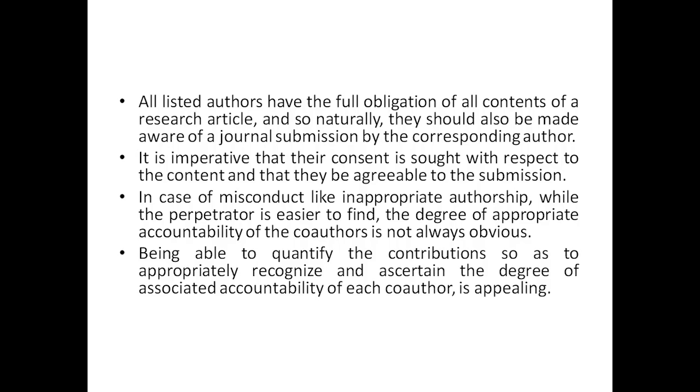Anyway, after getting published, every person is responsible. If something goes wrong, every person is responsible. If something goes well, every person also gets credit. So everyone has to be informed. It's the job of the corresponding author to inform everyone regarding the journal submission. It is imperative that their consent is sought with respect to the content, and that they be agreeable to the submission. Every journal requires this: when the paper is at the stage of acceptance, the journal needs every author's signature. So that consent has to be taken.